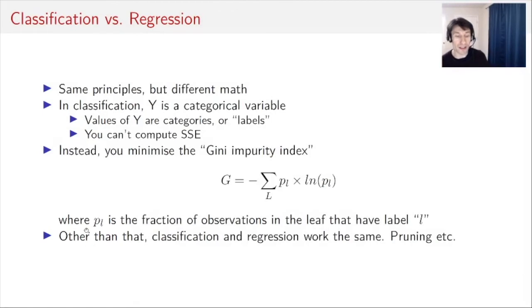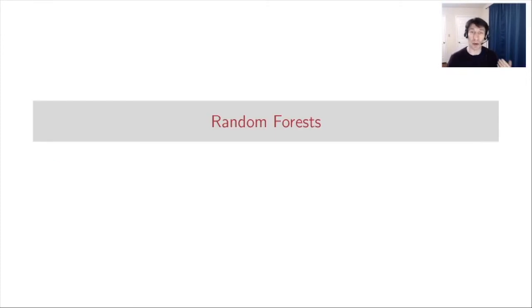So other than that, the classification and the regression frameworks are the same. You're going to prune classification trees the same way you prune regression trees, etc. And similarly, you're going to turn your classification and your regression trees into forests in the same way. And this leads us to our next topic, which is random forests.